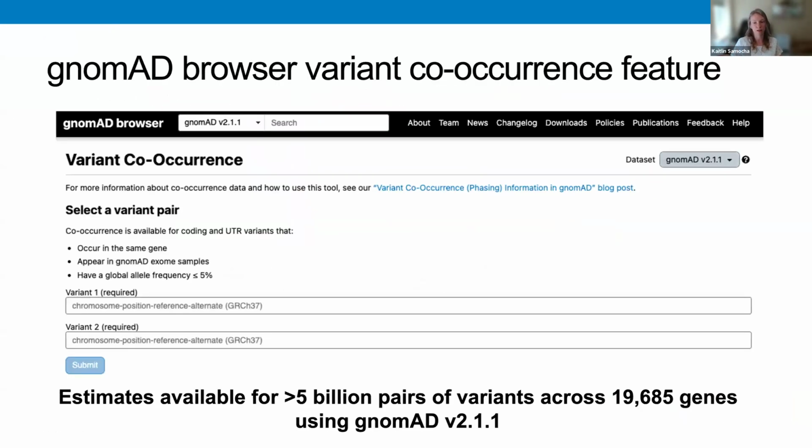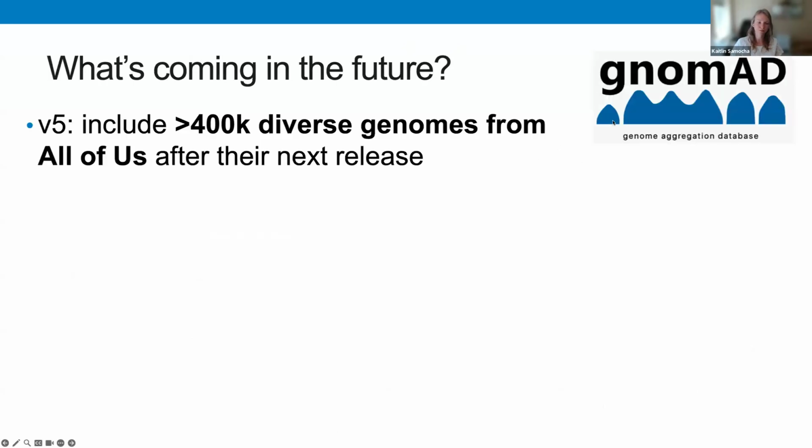So we've released this. It's only on gnomAD 2.1 right now, where we're slowly moving things over to v4, but you can look up estimates for over 5 billion pairs of variants across all of the genes. And as always, I should say, we have a lot of information available on the downloads page, so you can access most of this yourself.